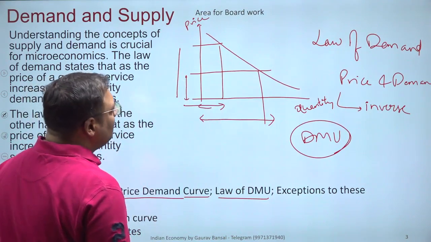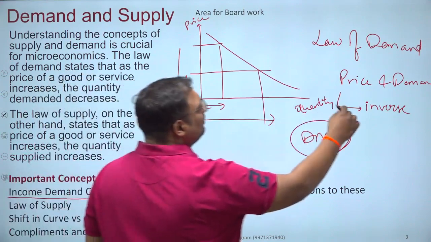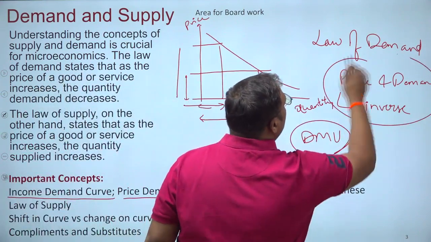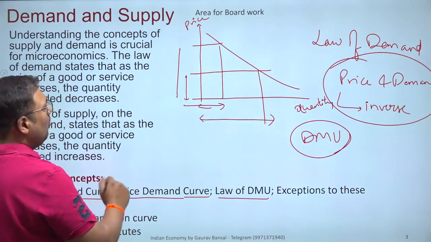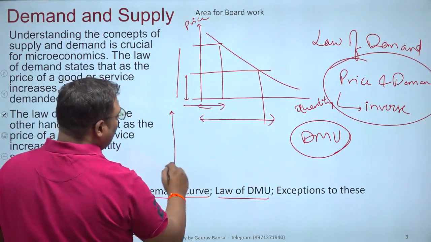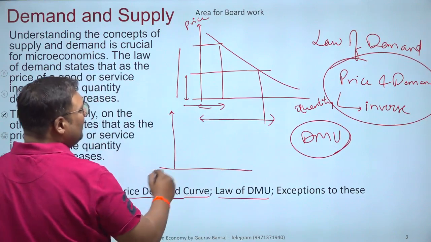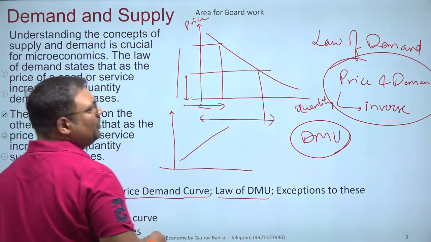Now let us move ahead. We have seen that there is an inverse relationship between price and demand because of diminishing marginal utility. Now there is also a relationship between income and demand, and that relationship is direct.